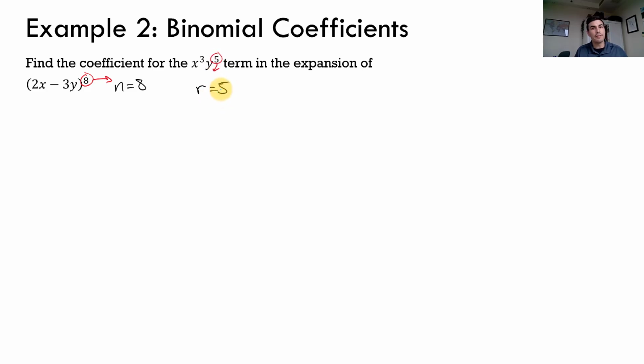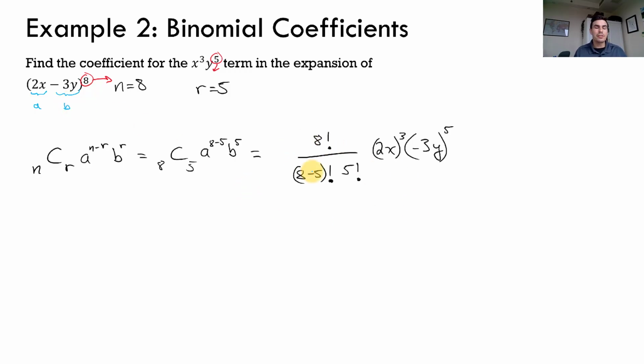I know that my r value is actually 5. Okay, so again, writing out n choose r, a to the n minus r, b to the r. Here I've got 8 choose 5, a to the 8 minus 5, b to the fifth. Okay, just plugging in my n and my r here. Now I know that a is actually 2x, so this whole thing here is a, and then I'm going to think of b as negative 3y. All right, so I'll have 8 factorial over 8 minus 5 factorial times 5 factorial times 2x to the third power, negative 3y to the fifth power.